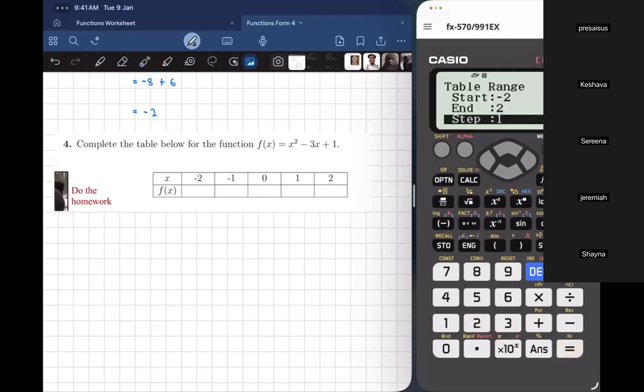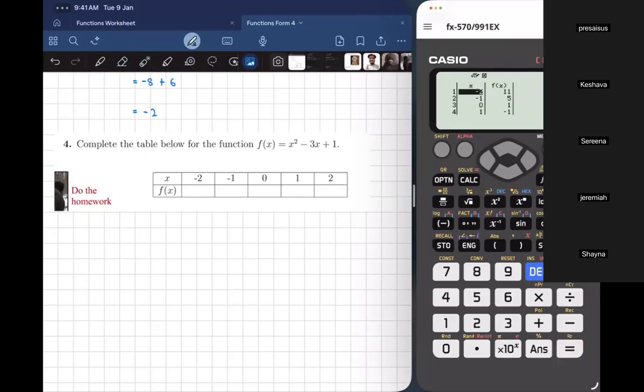And the step: if you say -2 to 2, it's going to iterate by +1. So you start at -2, then you go to -1, then 0, then 1, and then 2. So that's what the step means. You have an increment of one. Then you press equal, and bam, you get your answer.